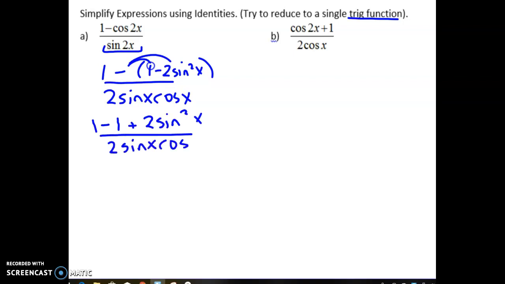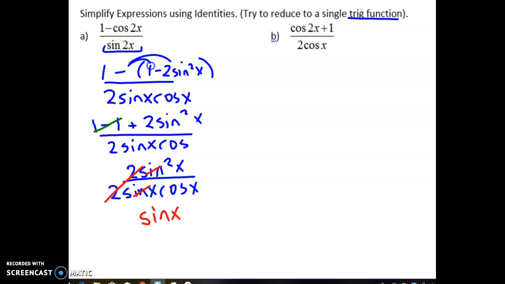And we're just going to continue simplifying. So 1 subtract 1 is 0, so that's going to be canceled out. So then I'm left with 2 sine squared over 2 sine x cos x. Is there anything else that we can divide out here? The 2's and one of the sine x's. Good. So that'll leave me with a sine x still on top and a cos x on the bottom.